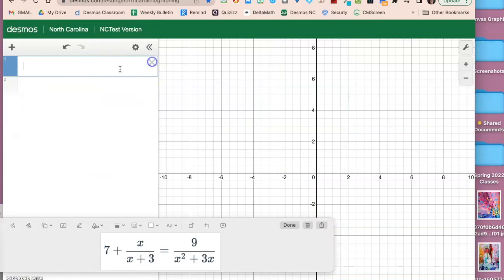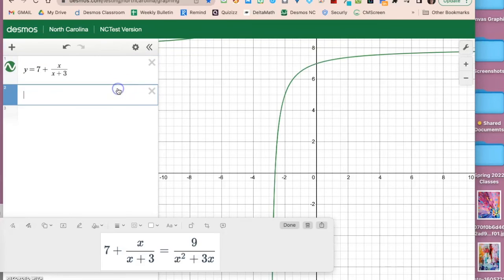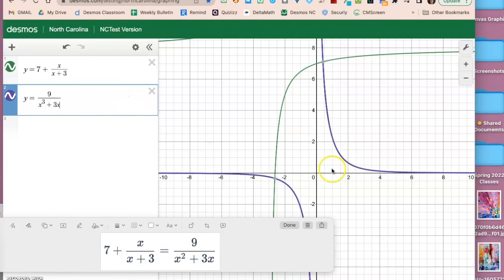So now we're going to look at this last one. So we have y equals 7 plus x over x plus 3. And then on the right side we have y equals 9 over x cubed plus 3x, and we're looking for the intersection. So I obviously see an intersection here, so you're looking for the y value.